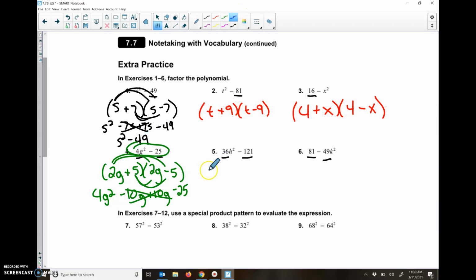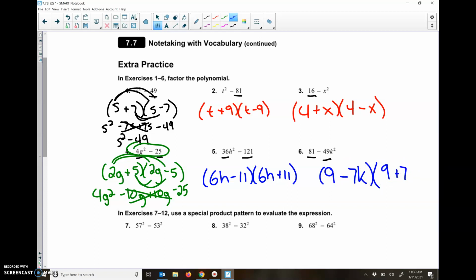Same thing on number 5. We have 36h squared. The square root of 36 is 6. Square root of 121 is 11. So 6h minus 11 and a 6h plus 11. Same thing for the last one here. We have 81, and the square root of 81 is 9. And then we have 49, and the square root of 49 is 7. So a little bit easier, I think, than yesterday's lesson because we know all these perfect squares.